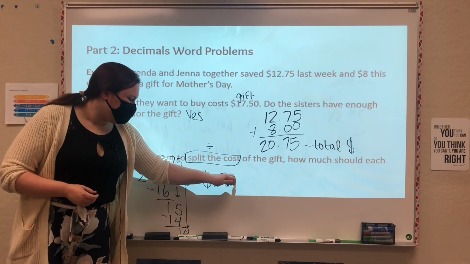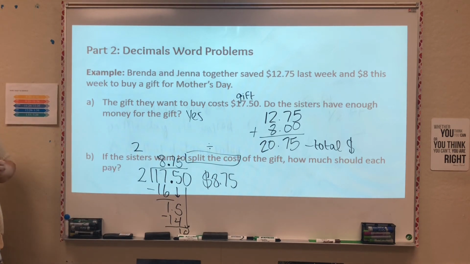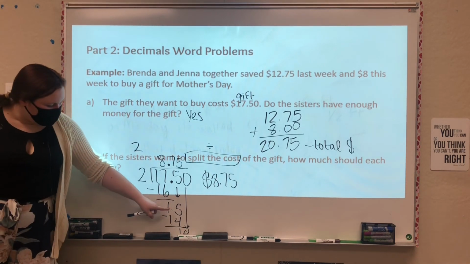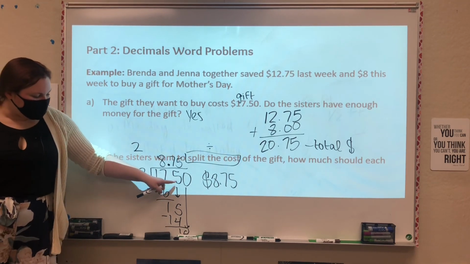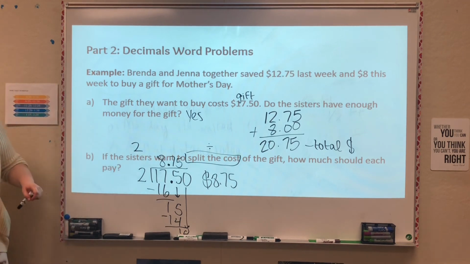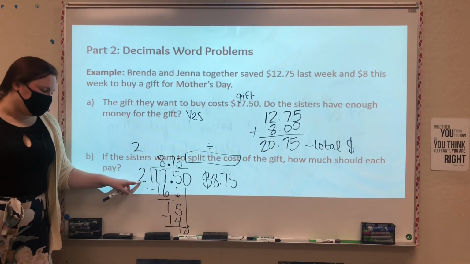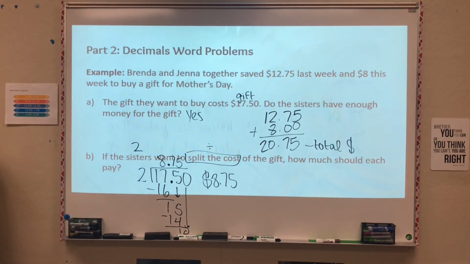Why did you make it 15? Because you're bringing down. That 5 came down. I wrote the decimal point there, but you don't really need it, since you're asking yourself how many 2 go into 15. Each time you're putting the numbers together. How do we feel about that one?